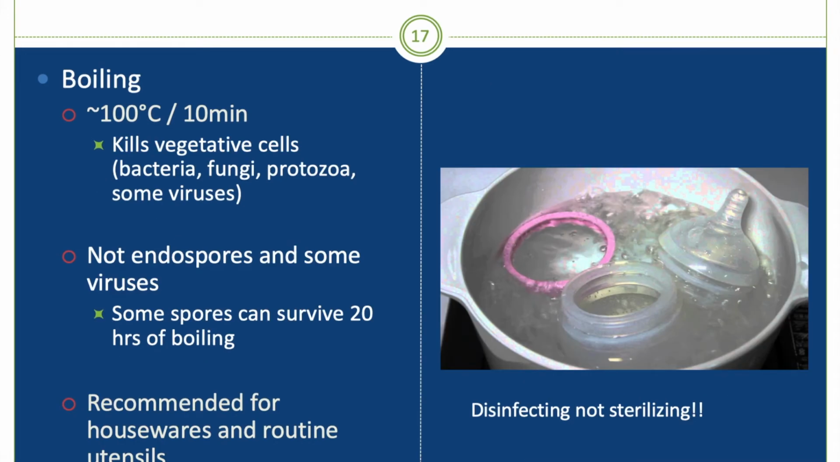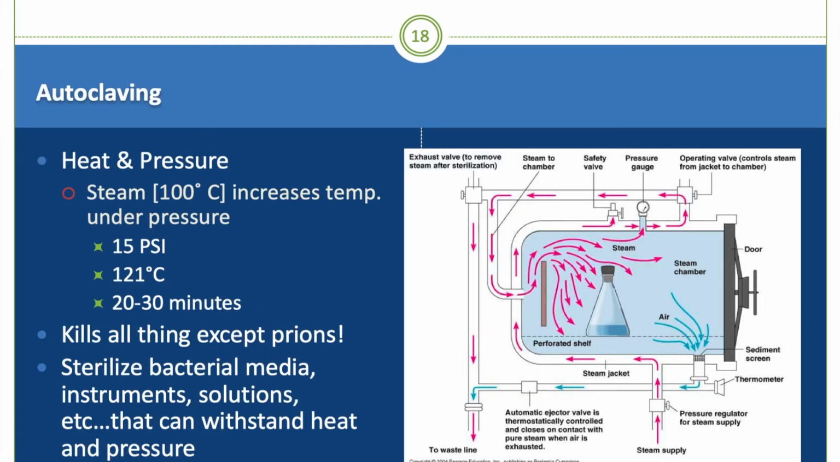So for moist heats, boiling is used to kill vegetative cells, so it doesn't kill spores, it doesn't kill viruses, but it's able to kill bacteria that is not sporulating, fungi, protozoans, and some viruses as well, but most viruses no. And so this is routinely recommended for housewares and cooking utensils and stuff like that.